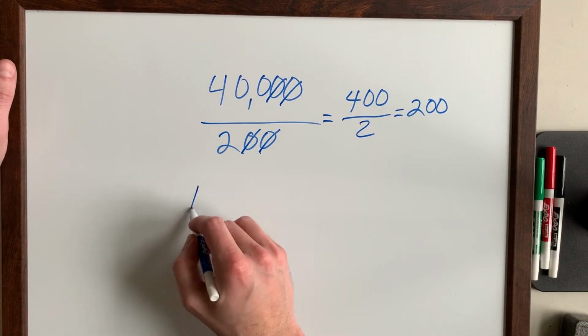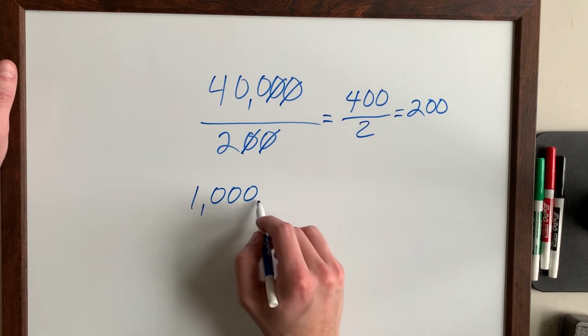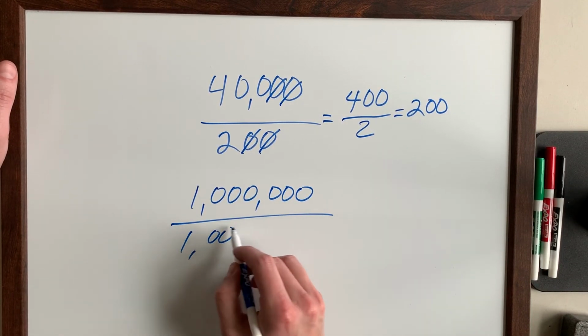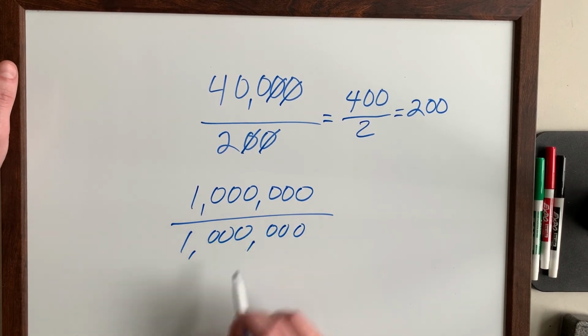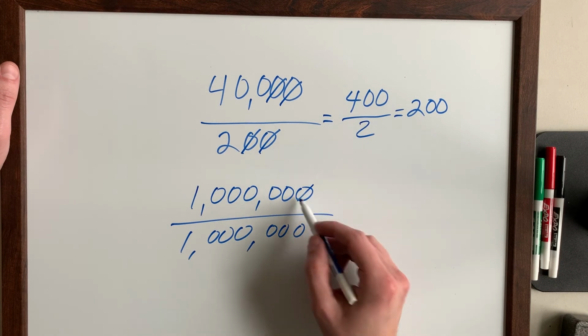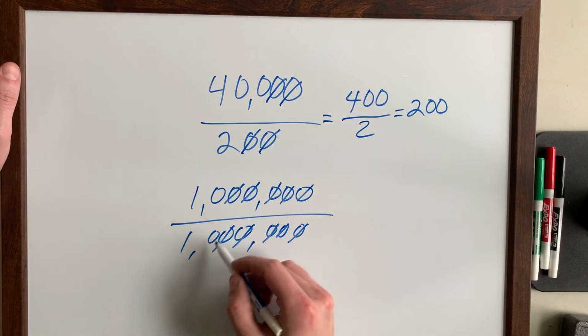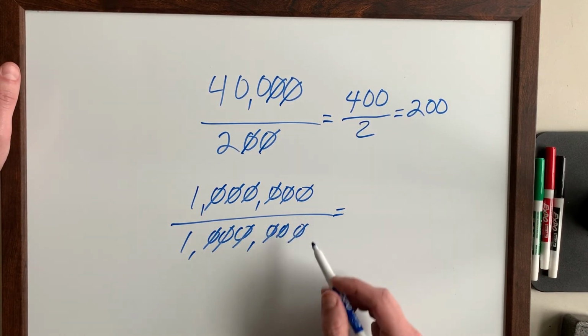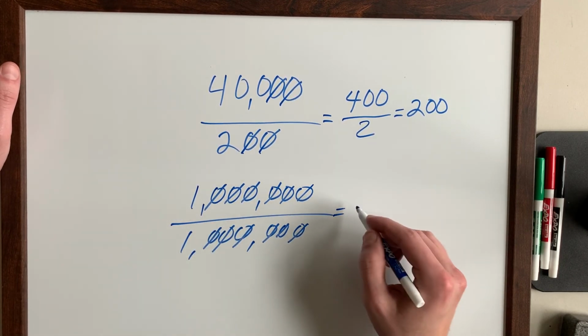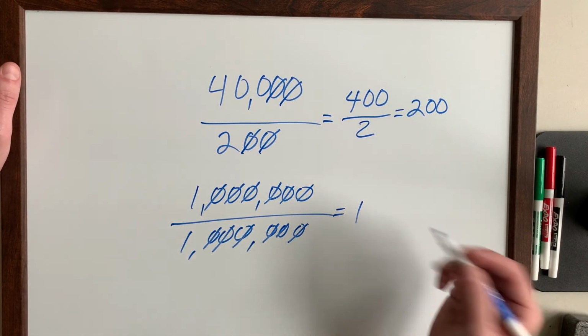Maybe one more example here. How about 1,000,000 divided by 1,000,000? Well, we already know that anything divided by itself should be 1. Let's see what happens. Look at that. There were the same number of zeros on the top and bottom. They cancel each other, and you have 1 over 1, which is just 1.